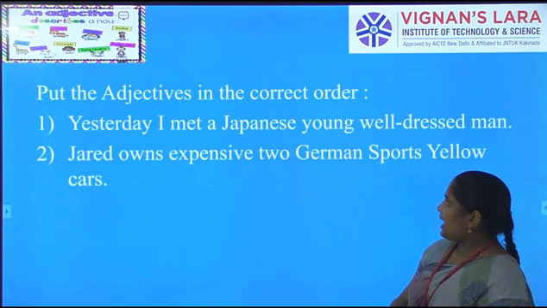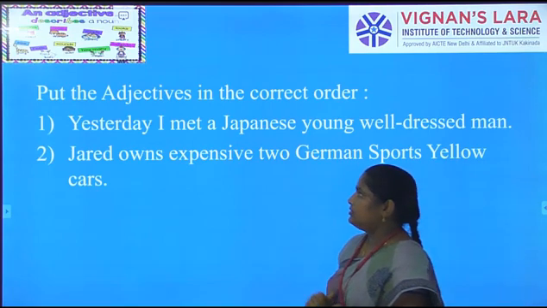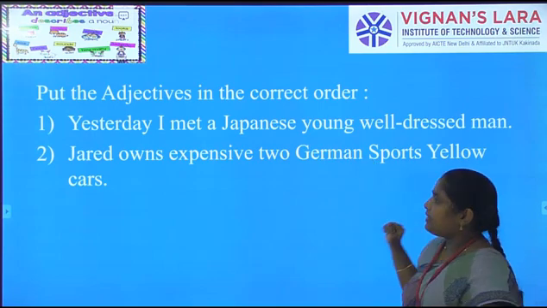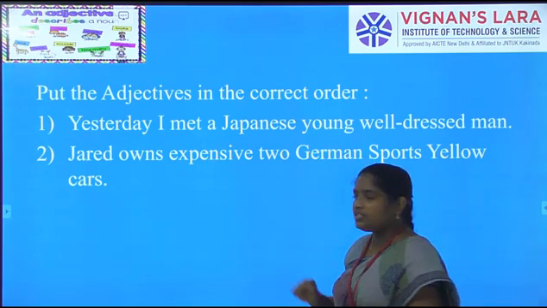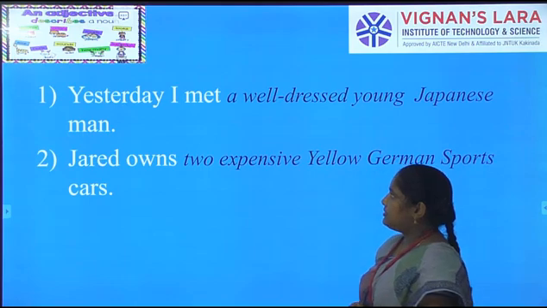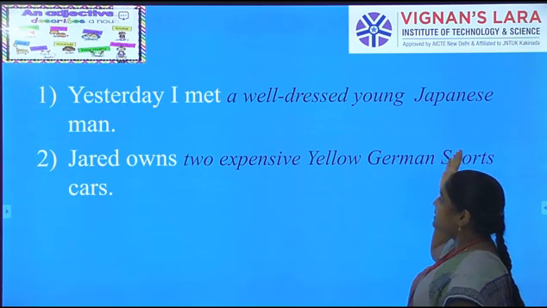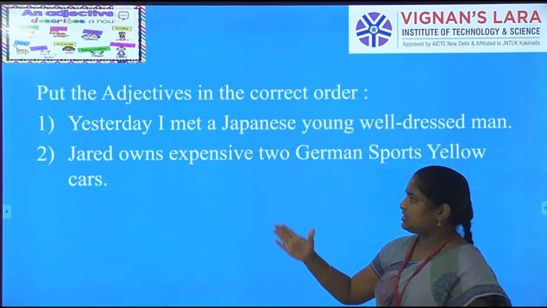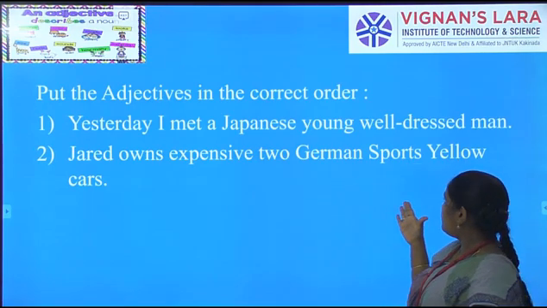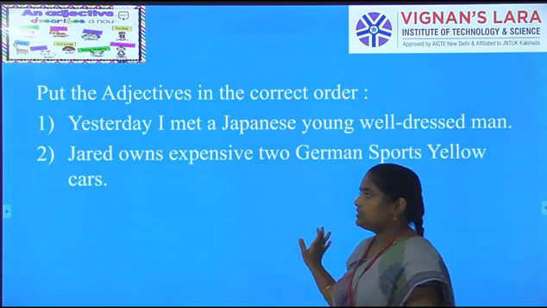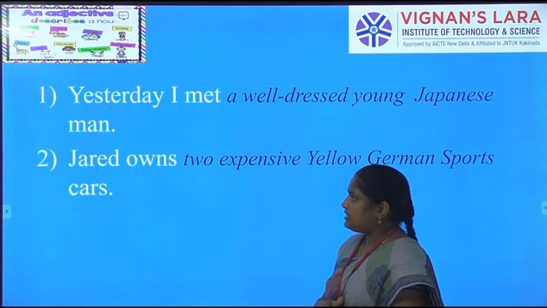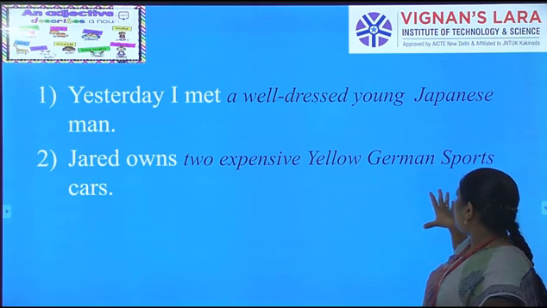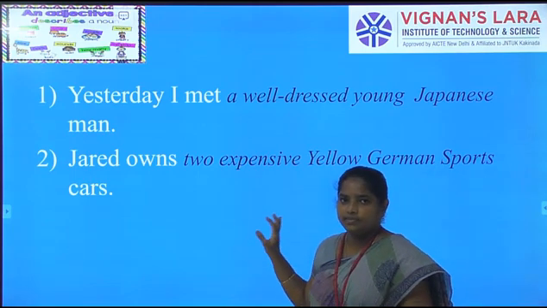Put the adjectives in the correct order. Yesterday I met a Japanese young well-dressed man. What is the correction here? Yesterday I met a well-dressed young Japanese man. Next, Jared owns expensive two German sports yellow cars. What is the correction here? Jared owns two expensive yellow German sports cars.